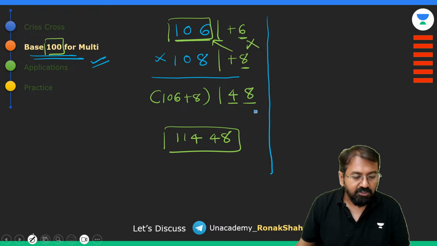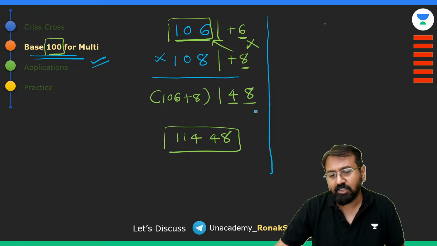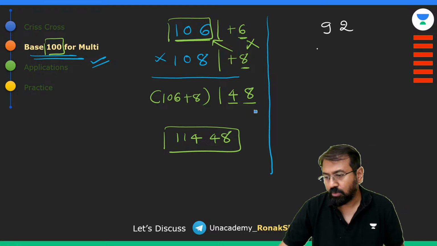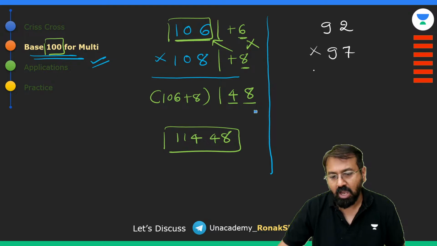Now similarly, guys, if you want to multiply these two numbers, 92 into 97, how will we do it?